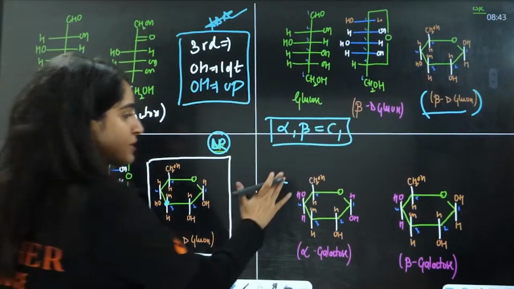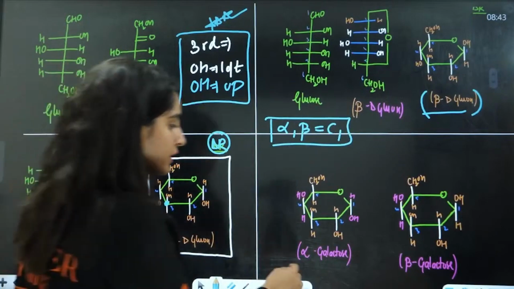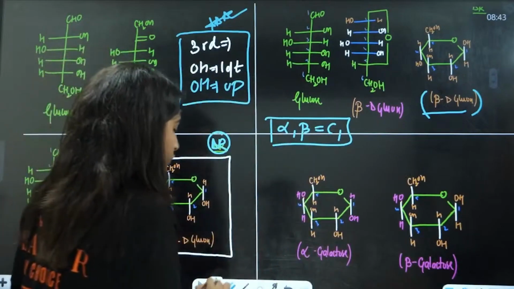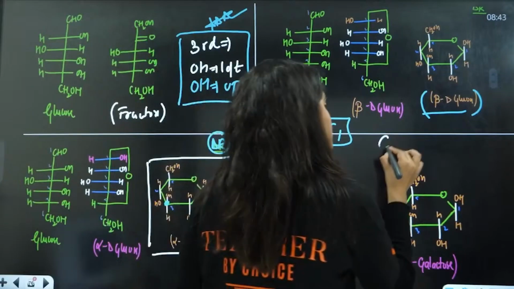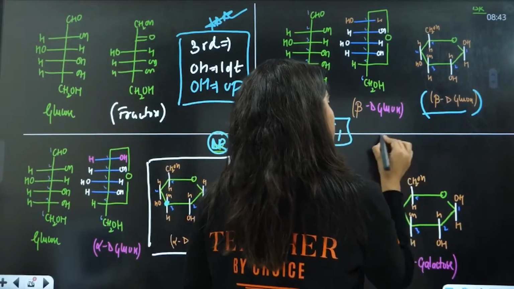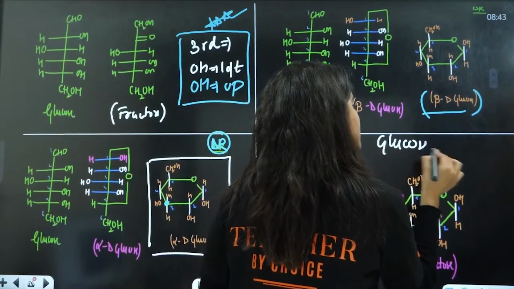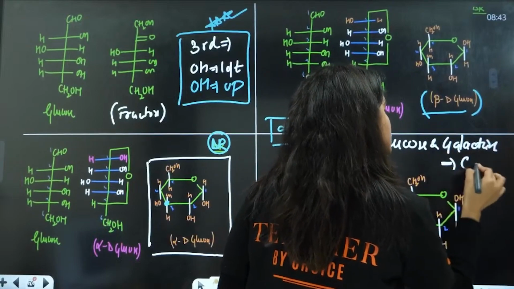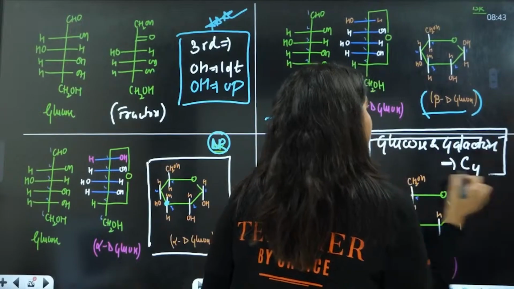Now next, everyone, this is alpha-galactose. What is the difference between galactose and glucose? The difference is at the C4 position.